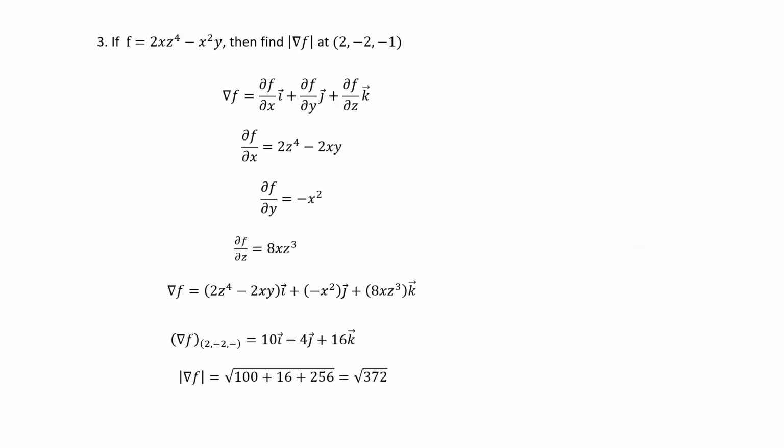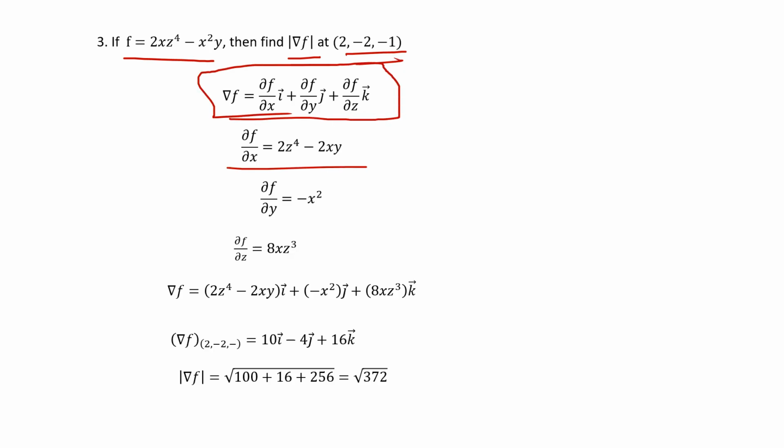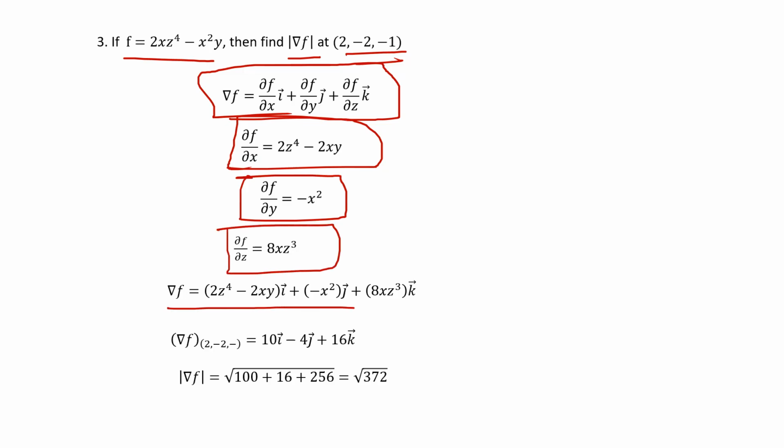Okay, same way we can do question number 3. F is given, but now they are asking the magnitude of del f at this point. So as usual, step number 1, write the formula, find dou f by dou x, find dou f by dou y, find dou f by dou z, then substitute these values in the formula, will give you this.